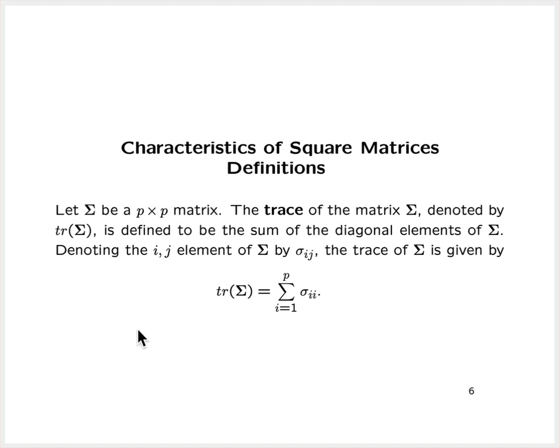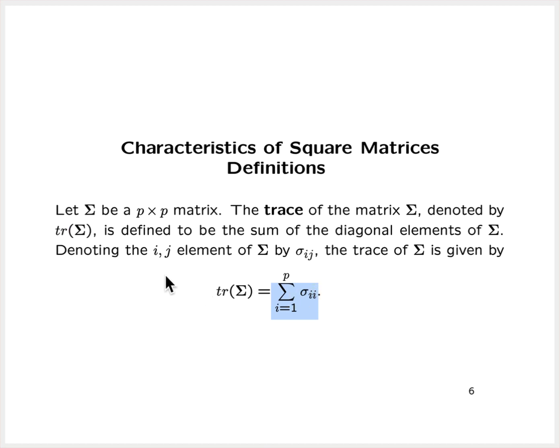Now, let capital Sigma be a p by p matrix. Again, on this slide, we're talking about characteristics of square matrices, and some more definitions. Then the trace of the matrix Sigma, which will be denoted this way in these notes, is defined to be the sum of the diagonal elements of Sigma. So if we denote the ij element of Sigma by sigma sub ij, the trace of Sigma is defined by this summation here.